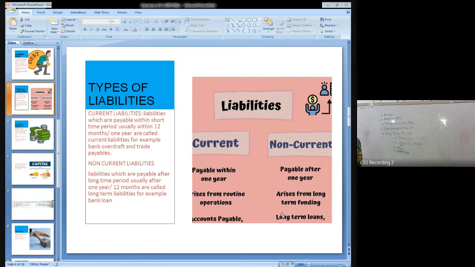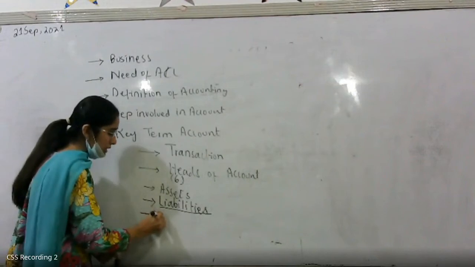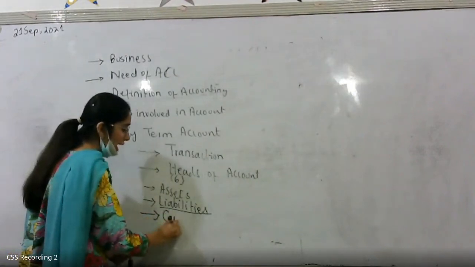Current liability includes examples of accounts payable, which is also known as trade payable or creditors, and bank overdraft. On the other hand, non-current liability includes long-term loans, which we usually take from a bank or other institution for more than 1 year. So this was our second head of accounting. Now moving towards the whiteboard, we have our third head, which is known as capital.